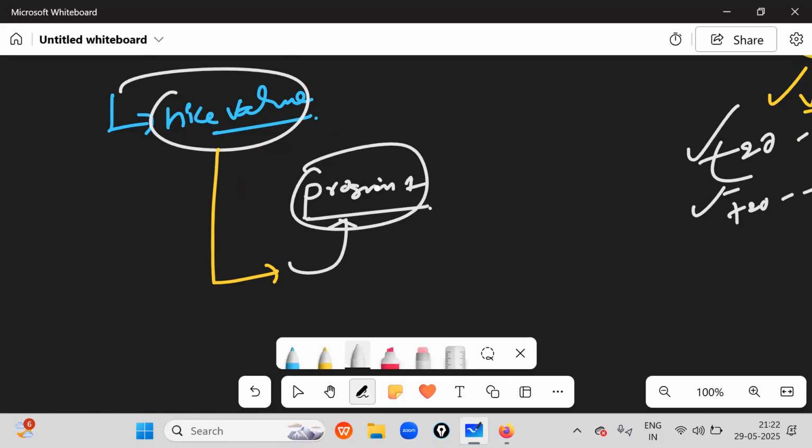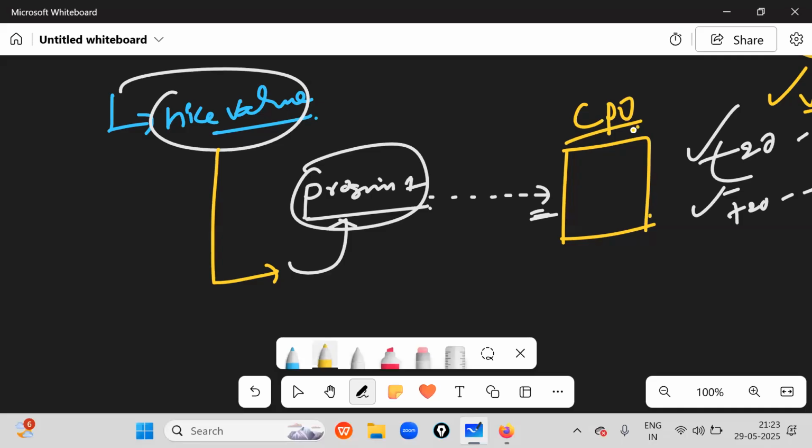Program one will go to execution based on the priority. High priority, low priority, and normal priority. Based on the priority, the program will be executed by the CPU. Based on the priority given by you, that will be executed by the CPU.